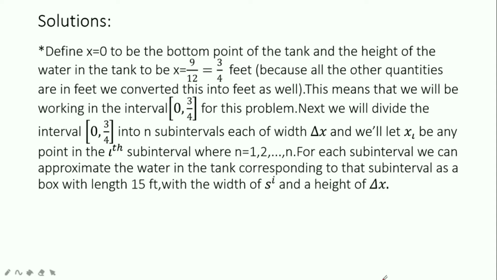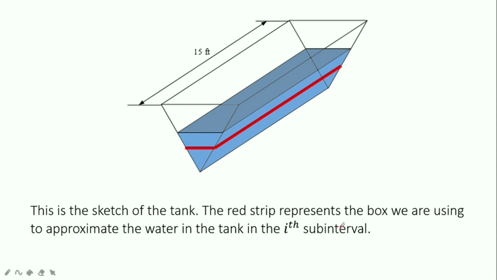where i equals 1, 2, and so on, up to n. For each subinterval, we can approximate the water in the tank corresponding to that subinterval as a box with length 15 feet, width s sub i, and height delta x. Shown is a picture of a water tank with an equilateral triangle cross-section, about 15 feet in length. The red strip represents the box we are using to approximate the water in the ith subinterval.